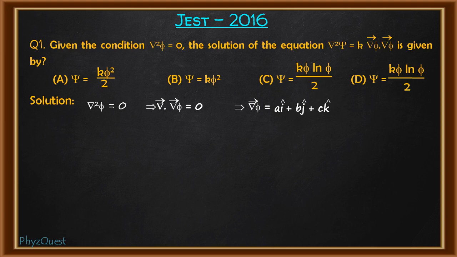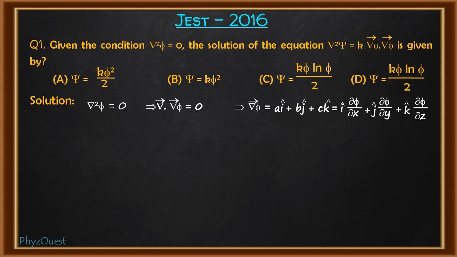Now we have got the expression of gradient of phi. From this we have to find the expression of phi. The general formula for gradient of phi is i cap del phi by del x plus j cap del phi by del y plus k cap del phi by del z. So this is equal to a i cap plus b j cap plus c k cap. Usually we are given a scalar function and we calculate its gradient, but here is the reverse case. We have the gradient of phi and we need to find phi from this expression.